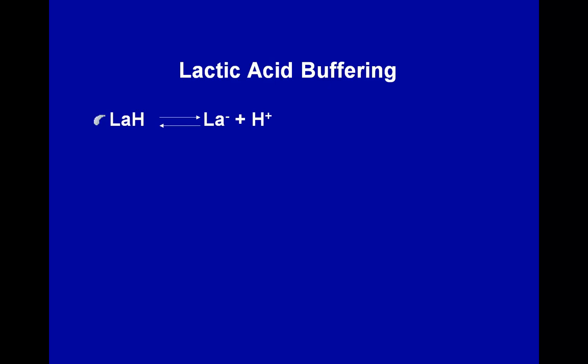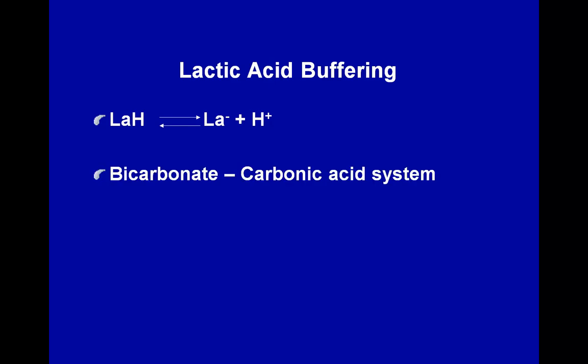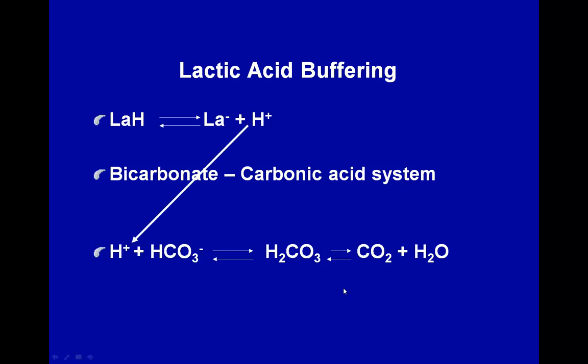So we go back to the concept that lactic acid is produced, and it's going to generate a proton and a lactate anion. We're going to have the bicarbonate-carbonic acid system as one of the major buffer systems functioning for acid-base balance. And when those hydrogen ions are produced, they're going to be bonding with bicarbonate, taking the stored form of CO2, bicarbonate, shifting it back to carbonic acid.